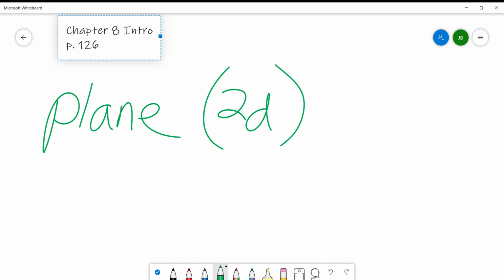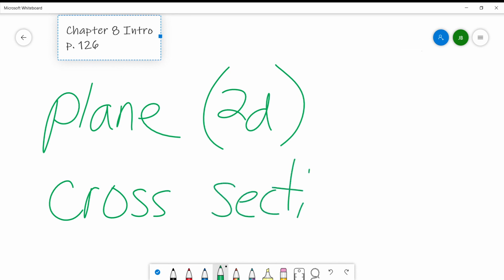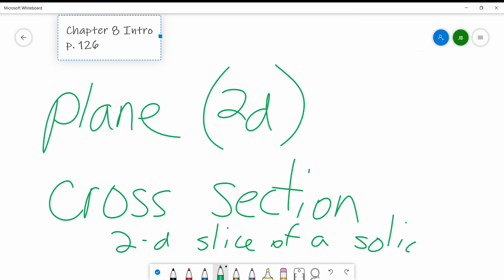But let's see. If a plane slices through the Earth at the equator, it would divide it into northern and southern hemisphere. And then we could all, right, cross section. These are vocab words that we're going to deal with in this whole chapter 8 stuff. Cross section is a 2-dimensional slice of a solid. That's what it is. I don't think that northern and southern hemisphere discussion that they do is very helpful.